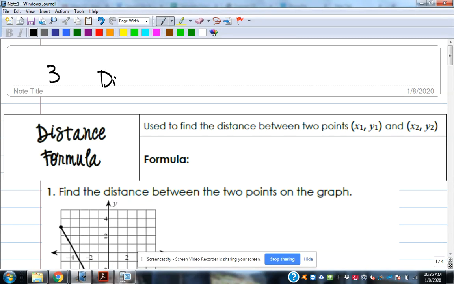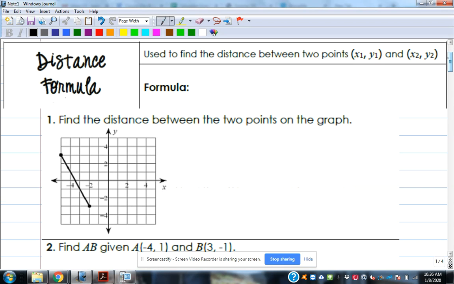Lesson 3, distance formula and midpoint formula. Midpoint, MID. All right, so distance formula and midpoint formula is what we're going to focus on in this particular little lesson.